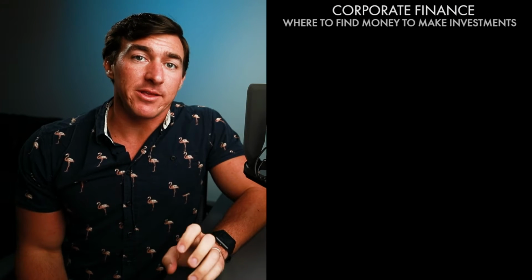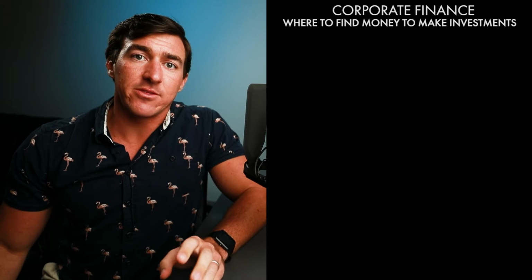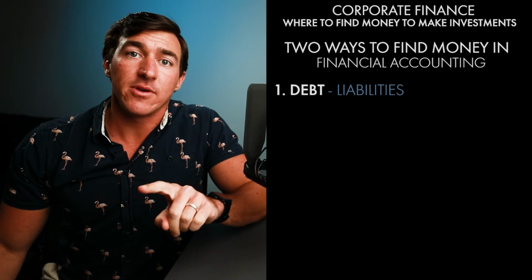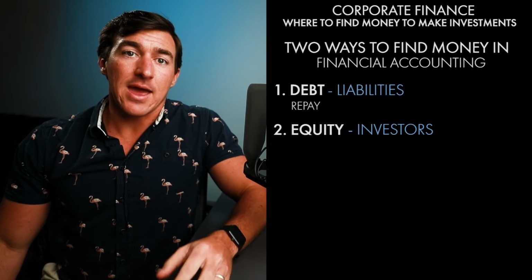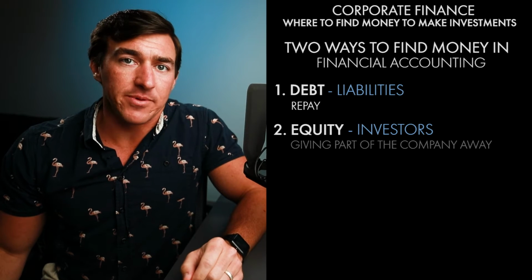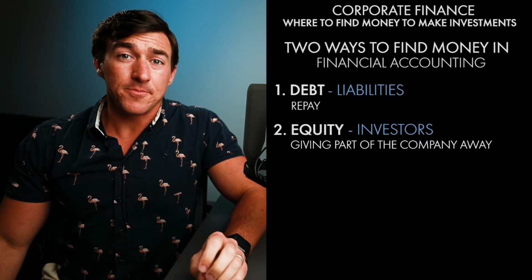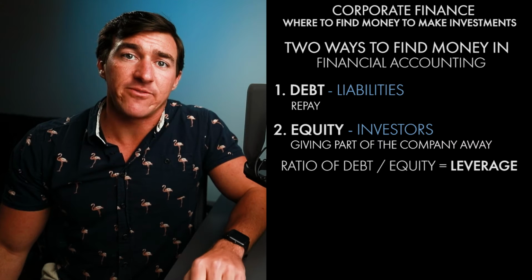Other than deciding where to invest or what opportunities to not invest into, corporate finance also looks at where to find the money to make these investments. Remember back in our financial accounting groups, there were two different ways you can find money. One can be through debt or liabilities. The other one is through equity or investors. Remember, debt you have to repay, and equity is like giving a part of the company away for an investment into the company or an investment later on. So this ratio of debt to equity is what we call leverage when we're looking at financial accounting.